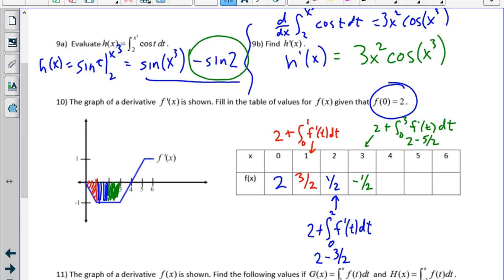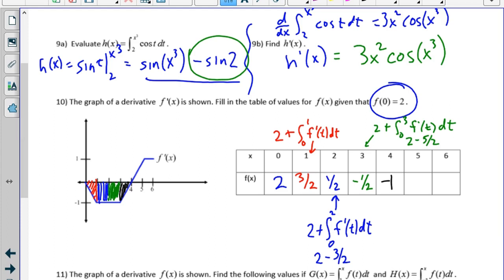The area from 3 to 4 is another negative 1/2. So I'm taking 2 minus all of this area. So all of this area ended up being 3. So 2 minus 3 is -1. So I've accumulated another -1/2 on my original function.